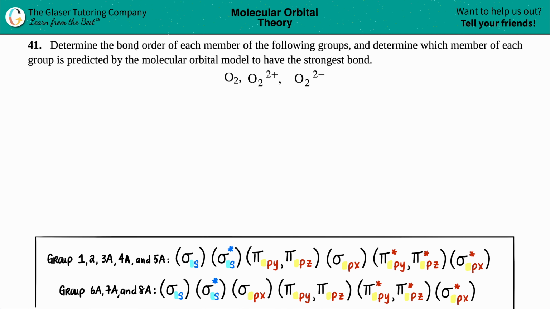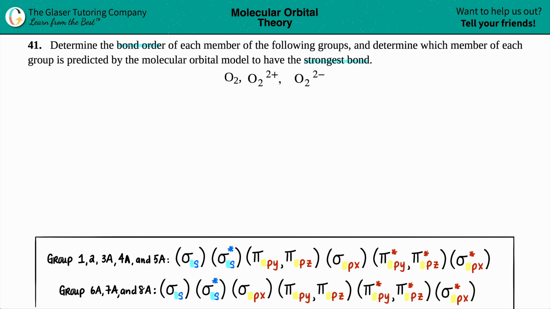41. Determine the bond order of each member of the following groups and determine which member of each group is predicted by the molecular orbital model to have the strongest bond. And then we have O2, we have O2 2+ and O2 2-. So first things first, we have to find the bond order of each member.